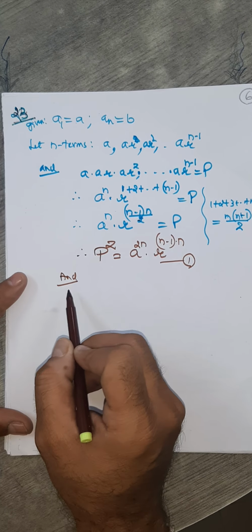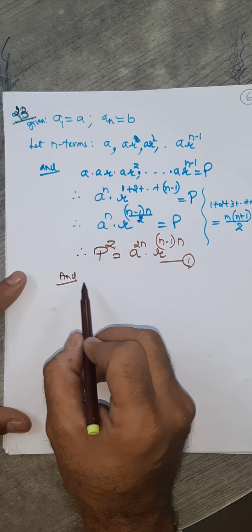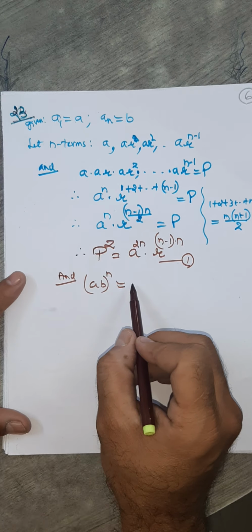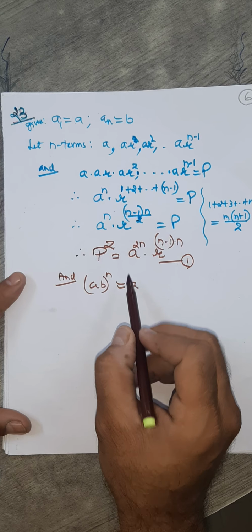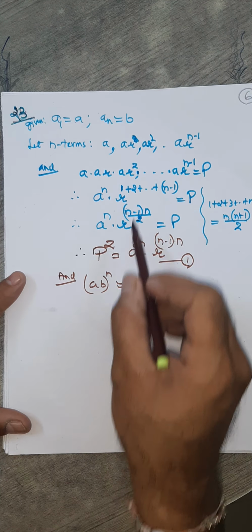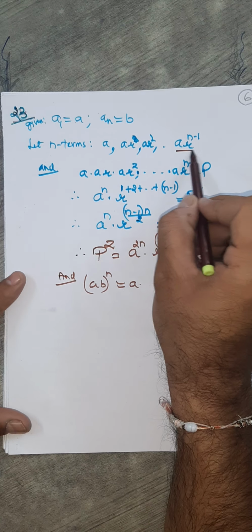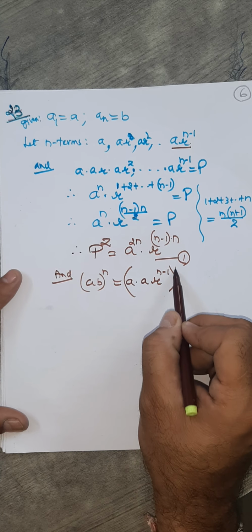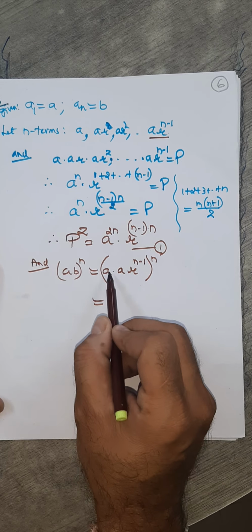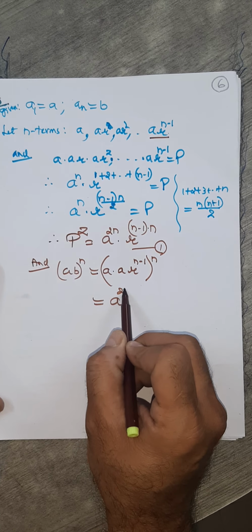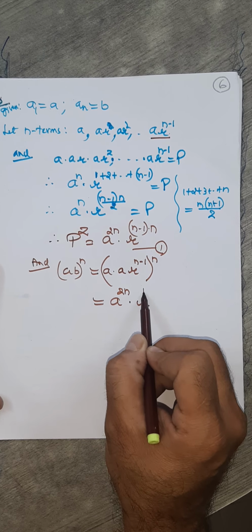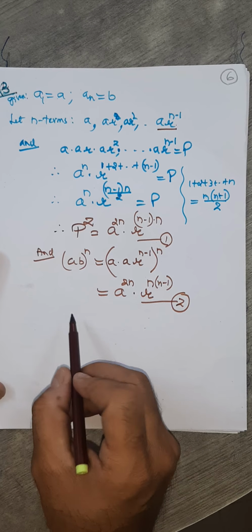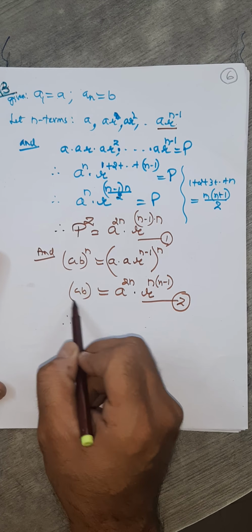And what about the RHS? That is nothing but a into b, the whole raised to n. What is a? That's the first term. And what about b? That is the nth term, which is a into r raised to n minus 1. The whole raised to n is already there. So this is nothing but a raised to 2n into r raised to n minus 1 into n. This is 2. And therefore you can see that both are equal from 1 and 2.